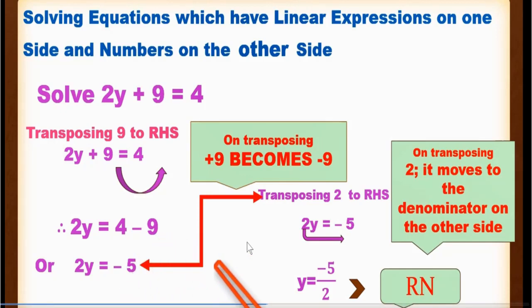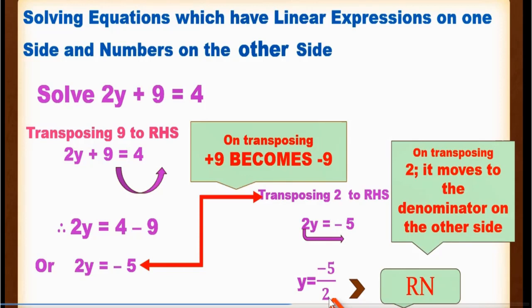Now we will eliminate 2 from the LHS. How can we do that? We will transpose 2 to the RHS. On transposing 2 to the RHS, it goes to the denominator. Hence, y equals minus 5 by 2. The other way of understanding it is dividing LHS and RHS both by 2. Then 2 will get eliminated from the LHS and it will get transposed to the RHS. Therefore, y equals minus 5 by 2.